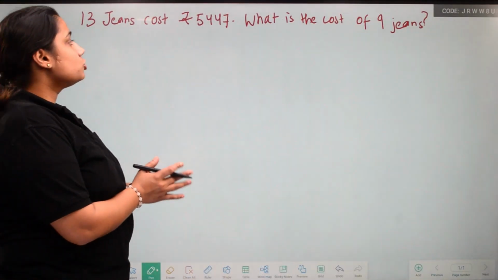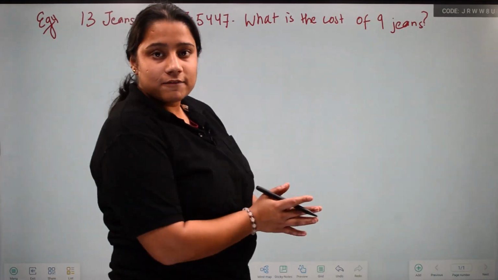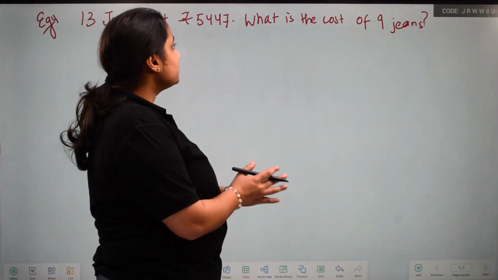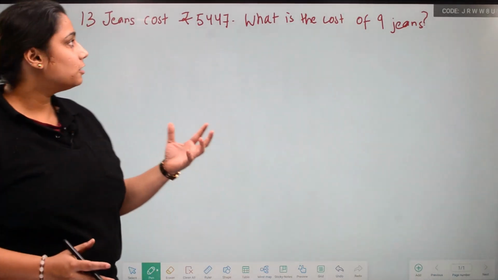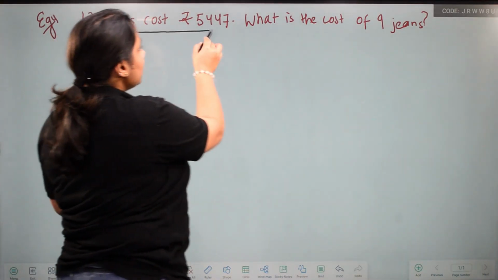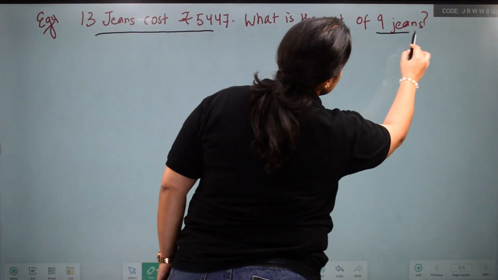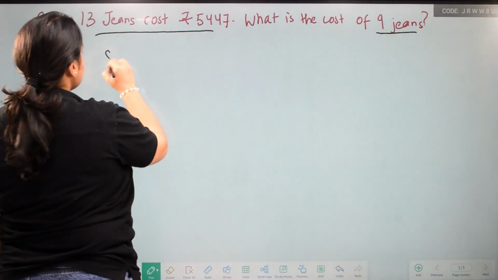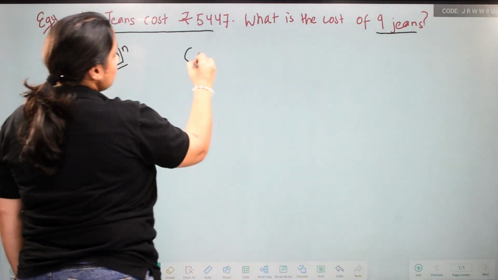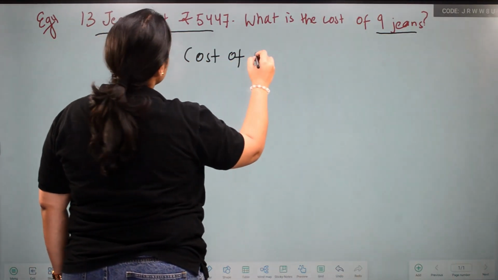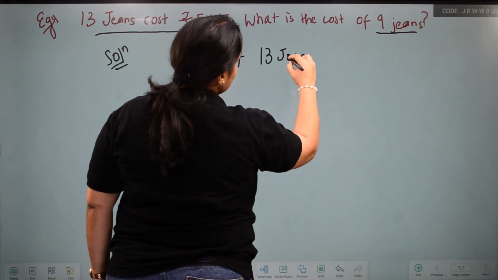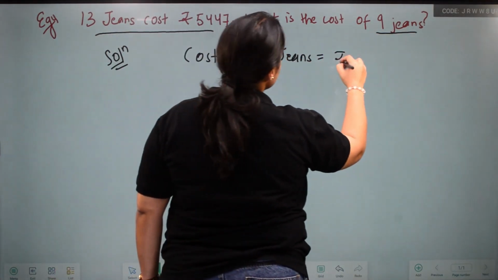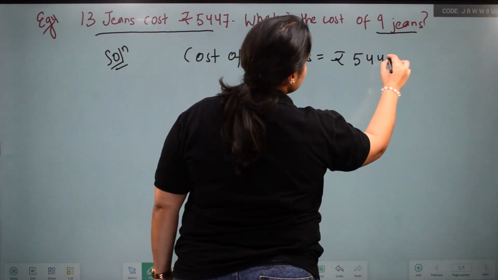Example 4. 13 jeans cost rupees 5447. What is the cost of 9 jeans? Here we are given the cost of 13 jeans and we need to find the cost of 9 jeans. So the cost of 13 jeans is equal to rupees 5447.